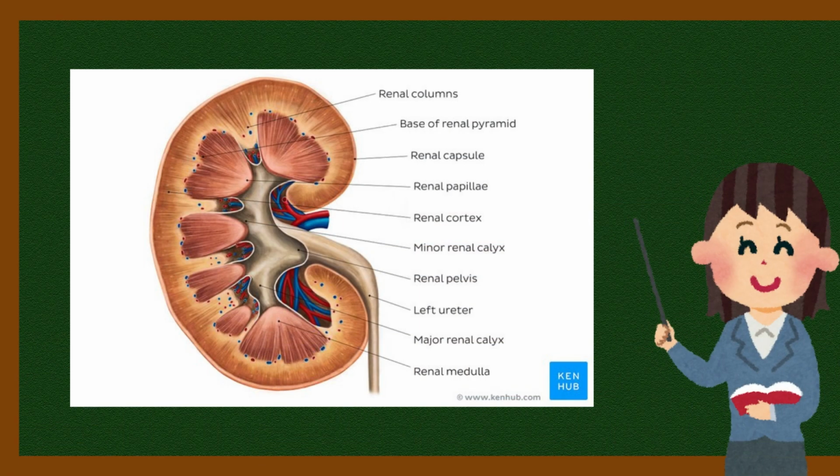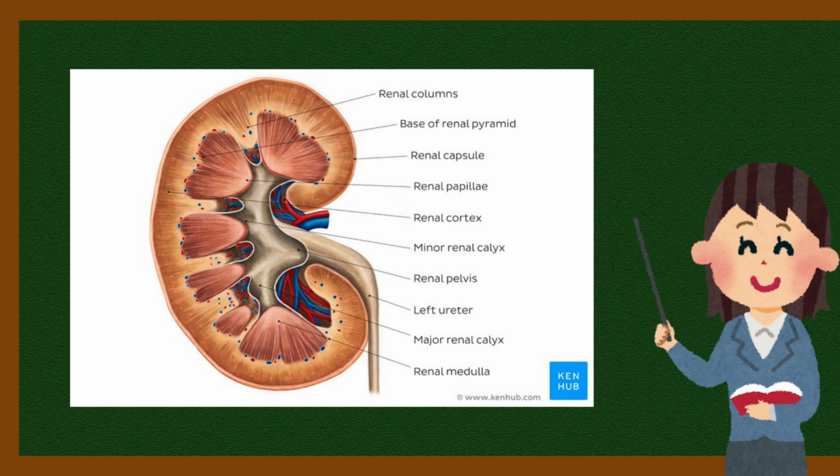First, renal columns separate the renal pyramids and contain blood vessels that supply the cortex and medulla. Second, the base of the renal pyramid is the broad end of the pyramid where urine formation begins. Third, the renal capsule is a tough outer layer that protects the kidney from injury and infection.